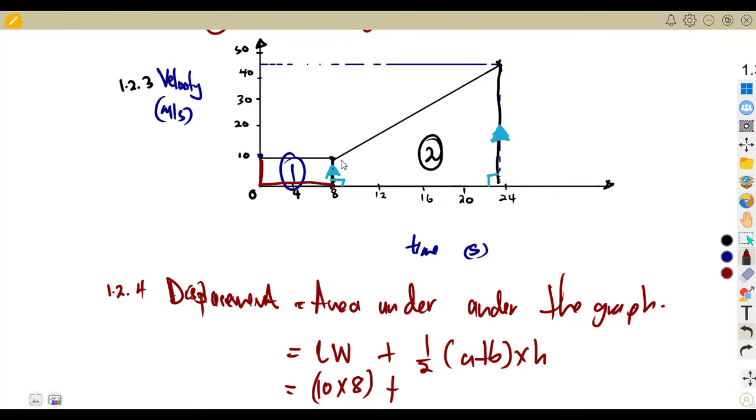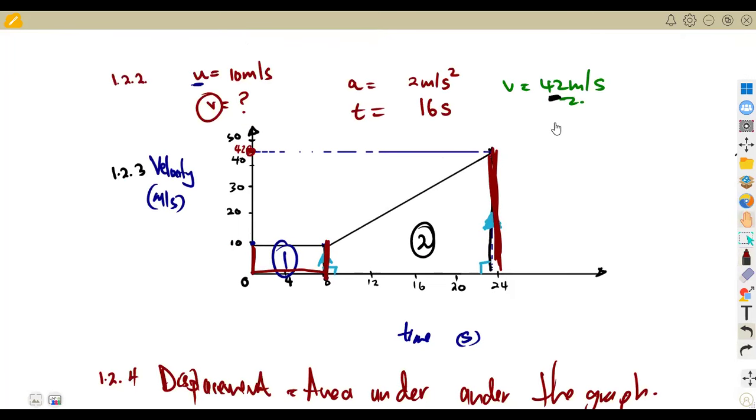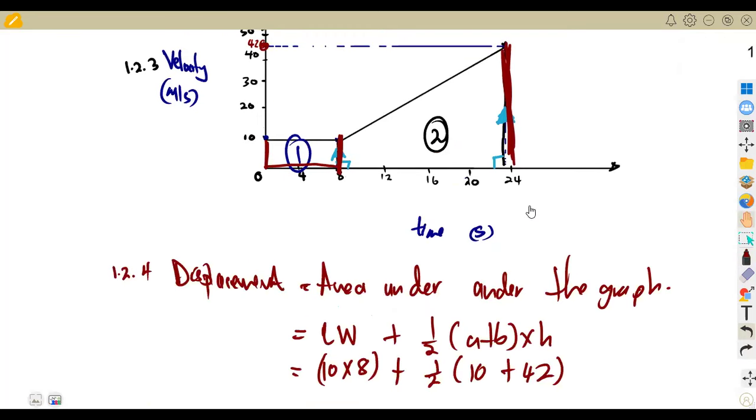Plus the trapezium, we're going to have half the sum of the parallel sides. This side here is equivalent to 10. So it's going to be half of 10 plus the whole of this side here, which is equivalent to 42. Remember, that is 42 there. Our velocity was corresponding at 42 meters per second, the final velocity, this one V, all right, times the height.